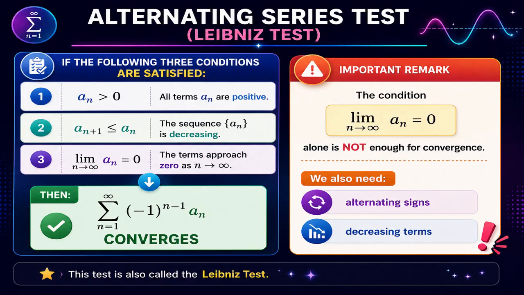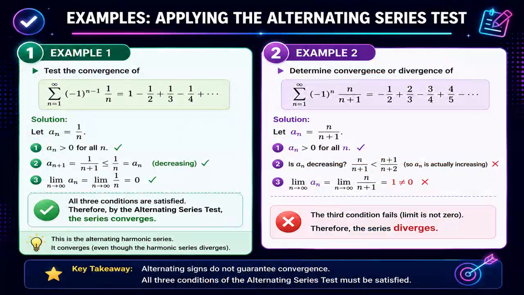But let us pause for an important remark on the right side of the slide. Students often make the mistake of assuming that if the limit is 0, the series automatically converges. Be careful. The condition that the terms go to 0 is necessary, but it is not sufficient by itself. We absolutely must also show that the terms are steadily decreasing. Keep that in mind as we look at some examples.